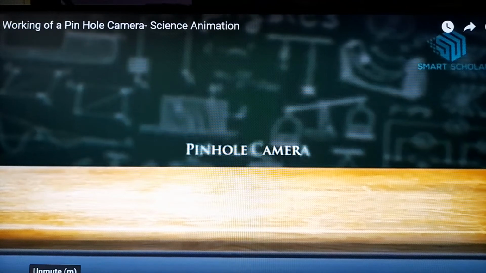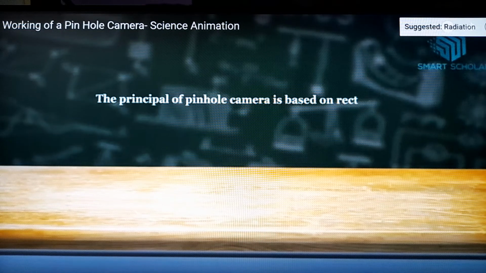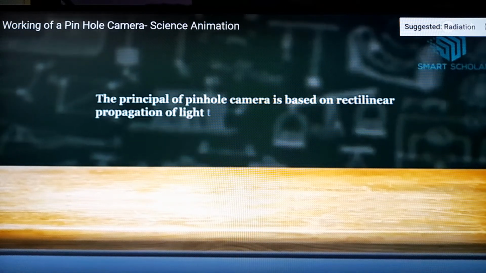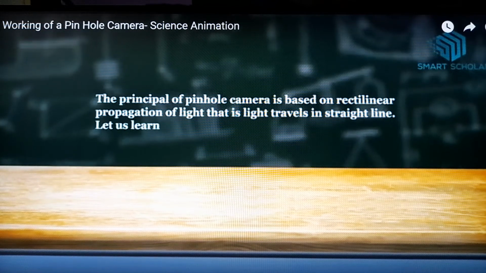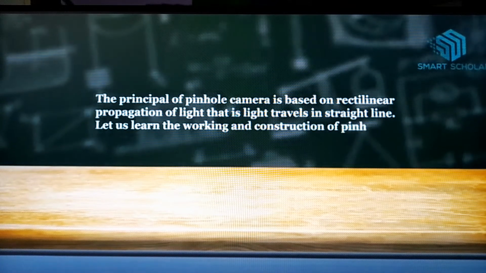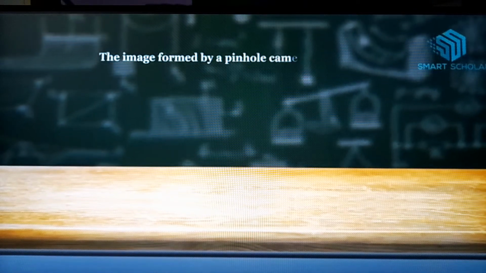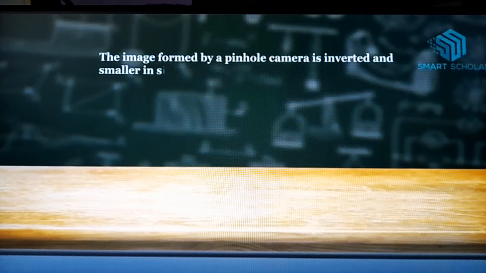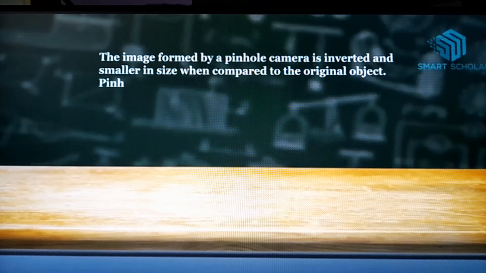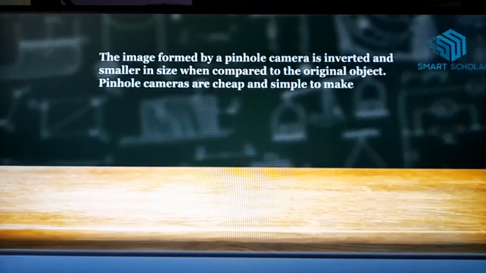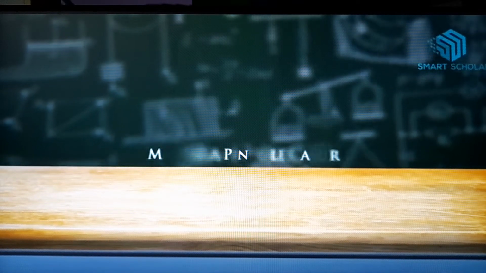Pinhole camera. The principle of pinhole camera is based on rectilinear propagation of light, that is, light travels in a straight line. Let us learn the working and construction of pinhole camera. The image formed by a pinhole camera is inverted and smaller in size when compared to the original object. Pinhole cameras are cheap and simple to make. Let's learn how to make a pinhole camera.